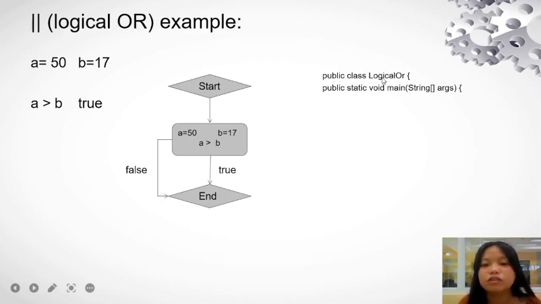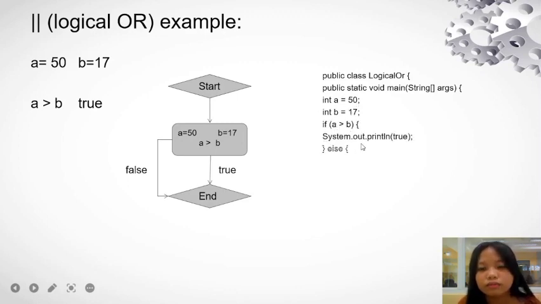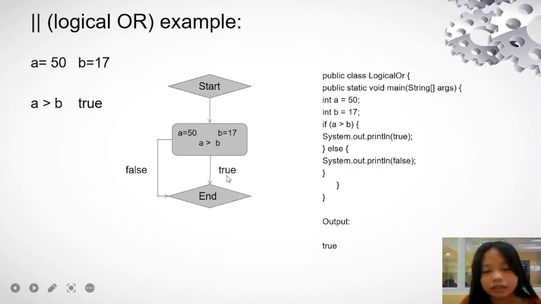So public class Logical OR is our class name and our main method, also public static void main, String args. Same with AND, 50 and 17. If A is greater than B, it will print true. Else, it will print false. So let's see what the output is. The output is true because A is greater than B.